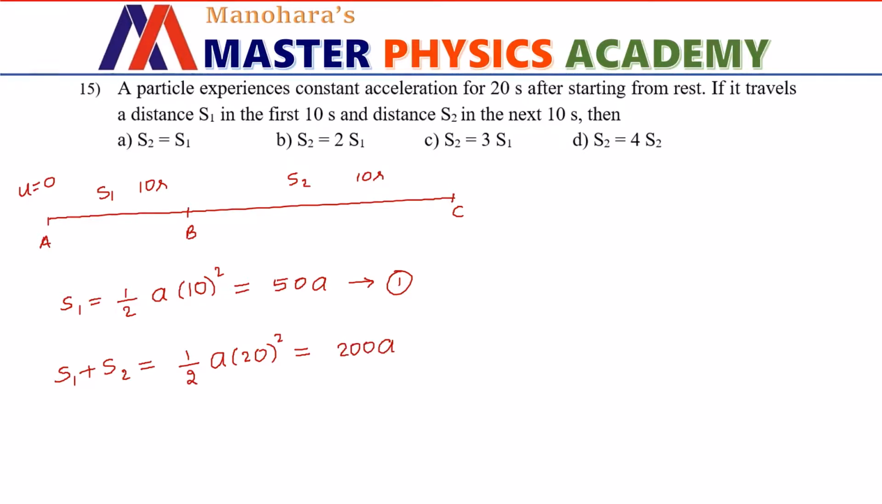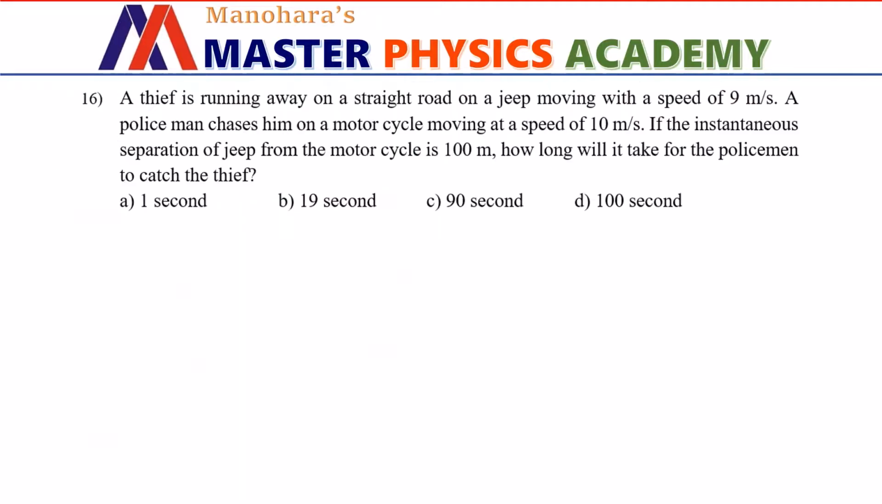But s1 can be substituted as 50a. Therefore, we have 50a plus s2 equals 200a, or s2 is equal to 150a, which is equal to 3 times s1. Therefore, option C is the right choice.